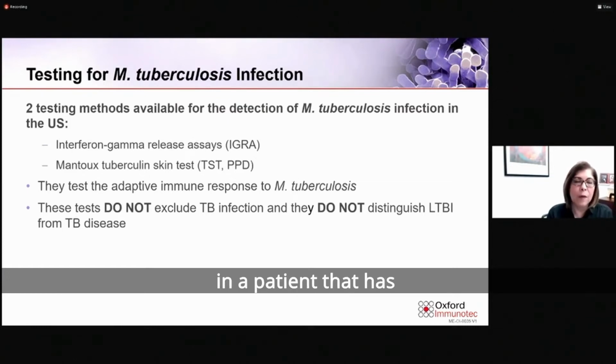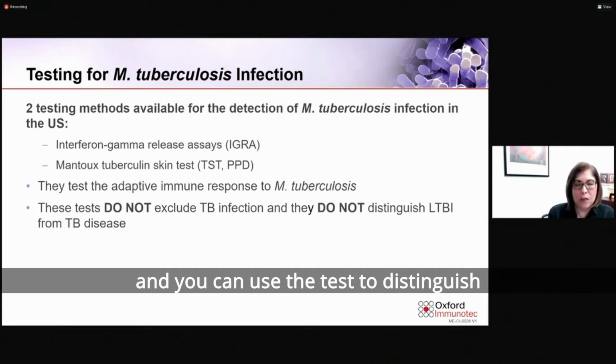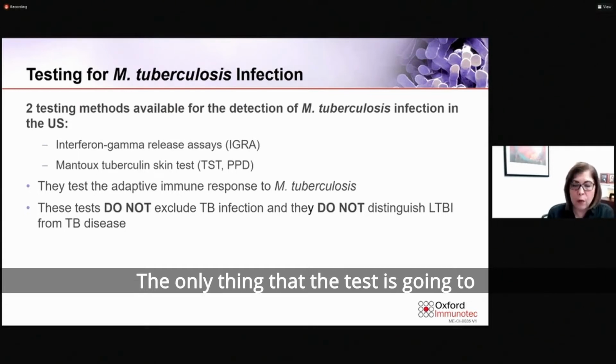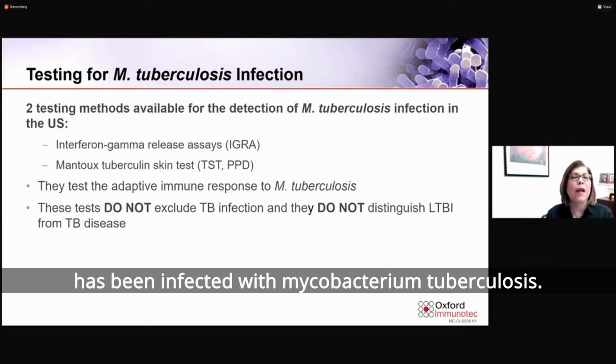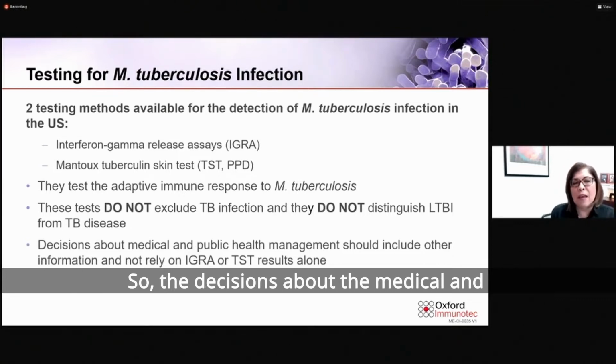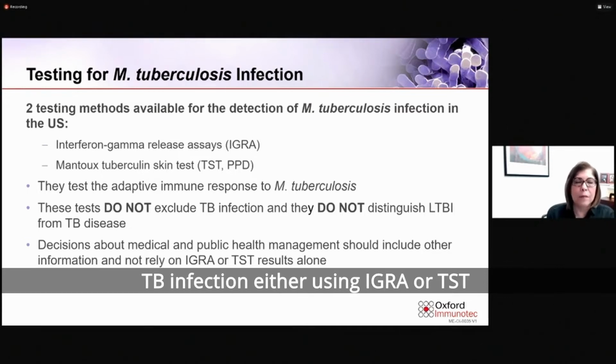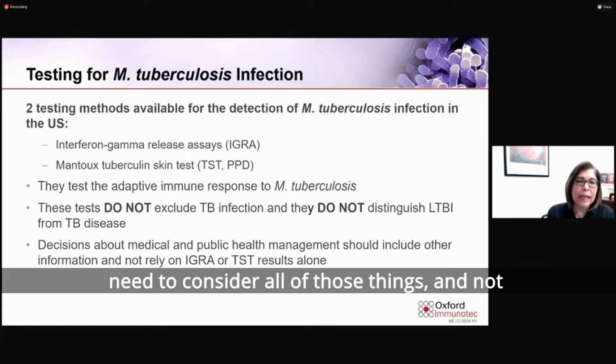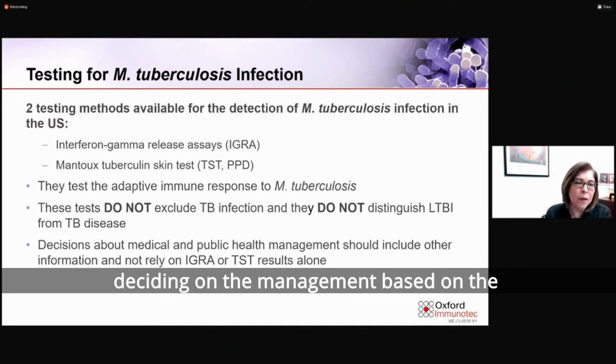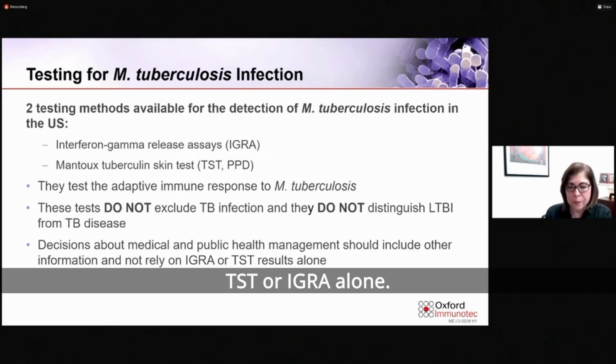A negative test in a patient that has symptoms of TB does not exclude it. And you cannot use the test to distinguish who has LTBI and who has TB disease. The only thing that the test is going to tell you is that that person has been infected with Mycobacterium tuberculosis. So the decisions about the medical and public health management of people, once you test for TB infection, either using IGRA or TST, need to consider all of those things and not be based on the TST or IGRA alone.